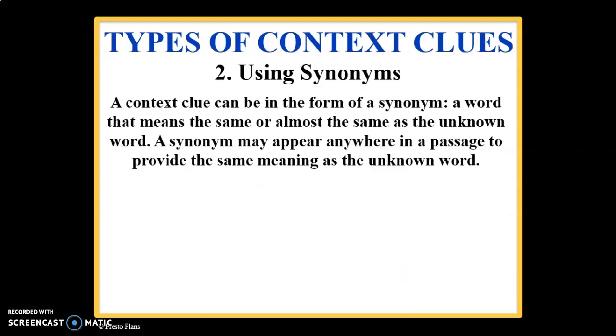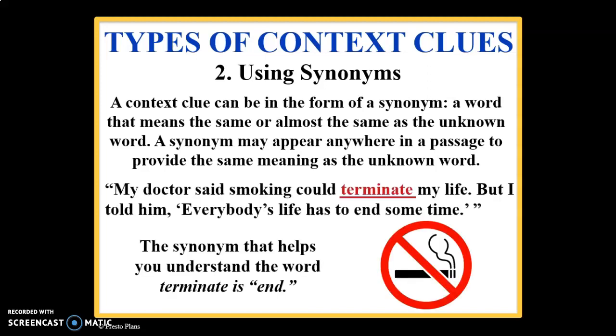Another type of context clue is using synonyms. A context clue can be in the form of a synonym, so a word that means the same or almost the same as the unknown word. A synonym may appear anywhere in a passage to provide the same meaning as the unknown word. Here's an example of that. My doctor said smoking could terminate my life, but I told him everybody's life has to end sometime.